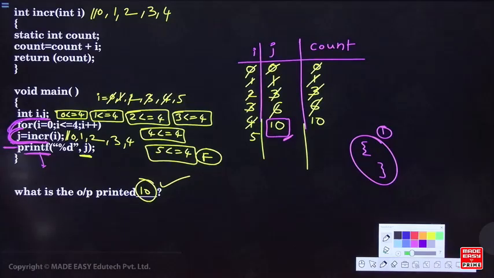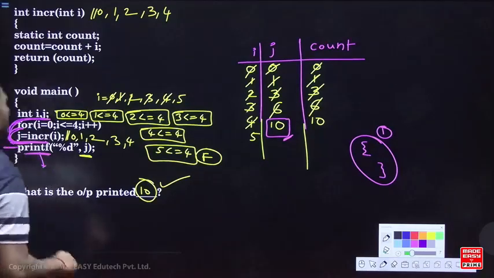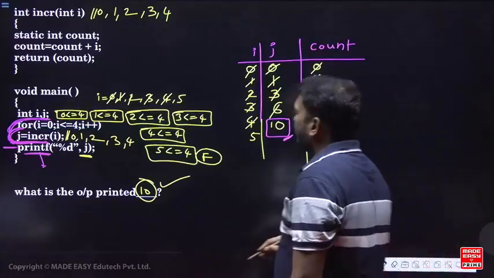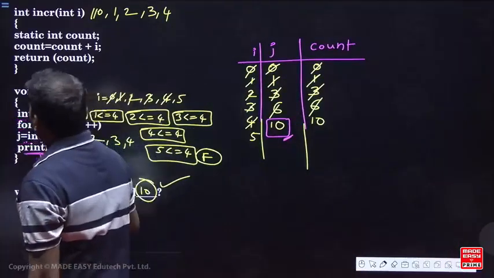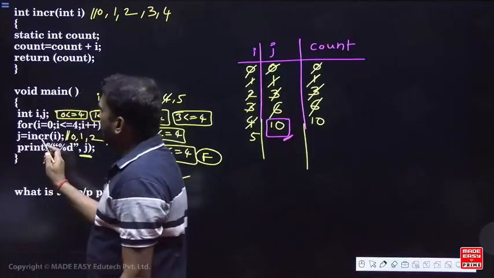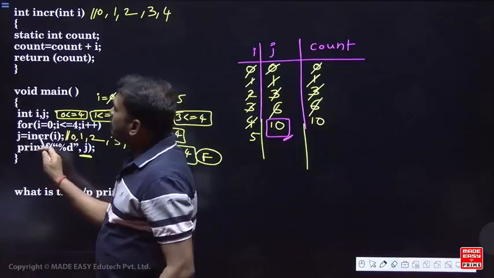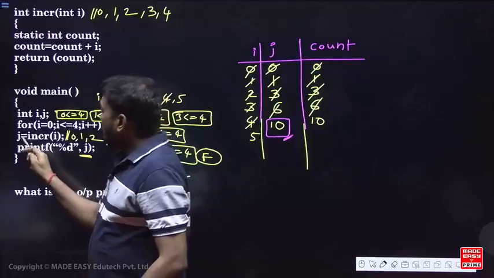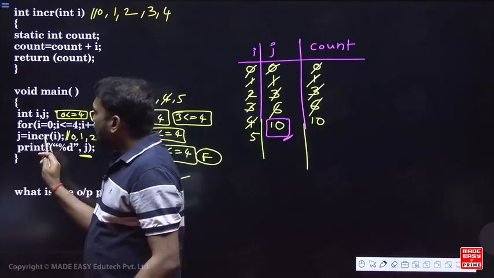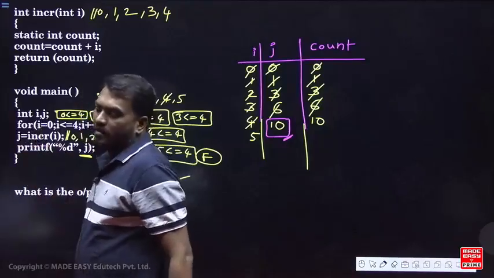Shreyesh Naresh, how is return count assigned to j? What is the meaning of this statement here? What is this increment function doing? Whatever the value written by the increment function, look at here, j equal to increment. Whatever is returned by the increment function is assigned to variable j.